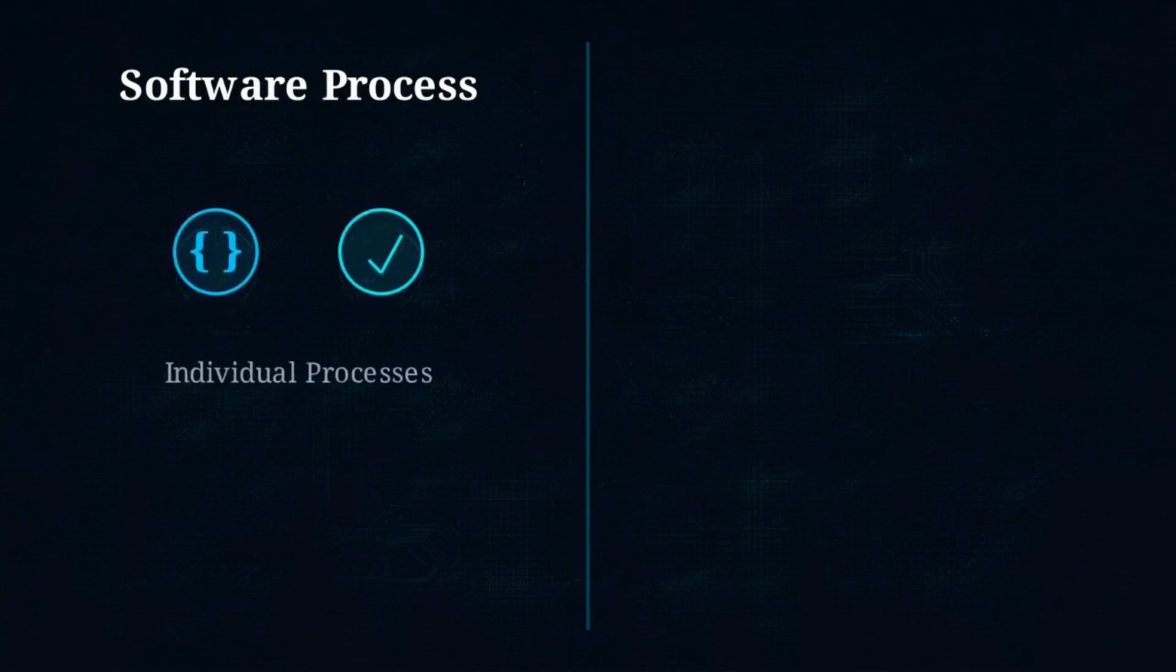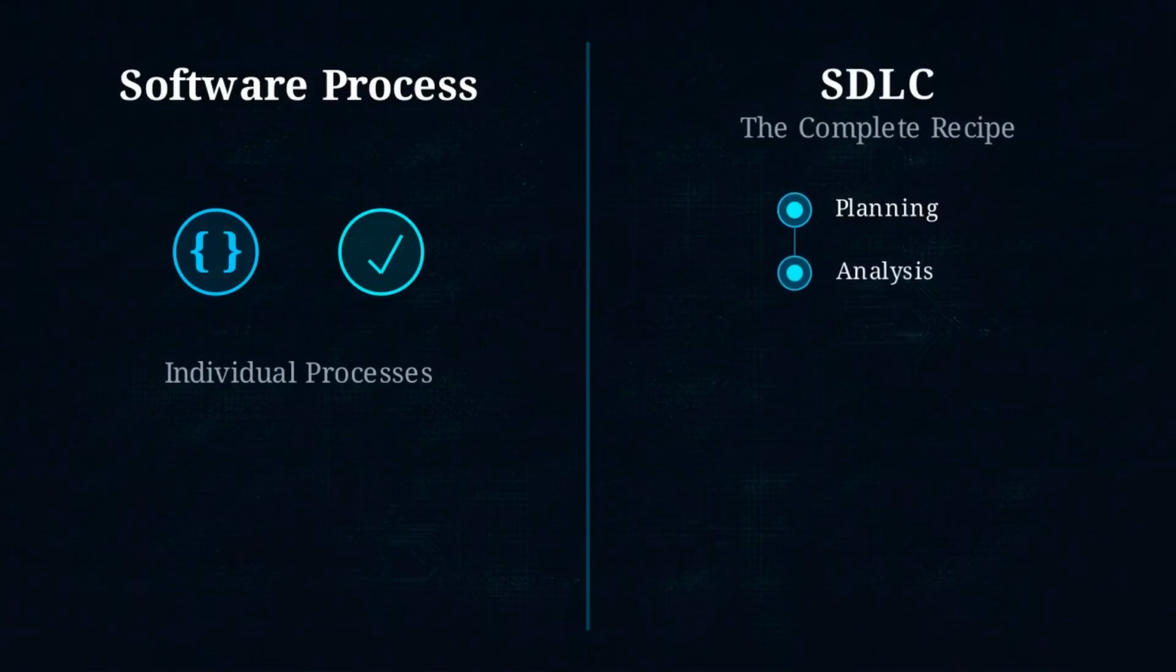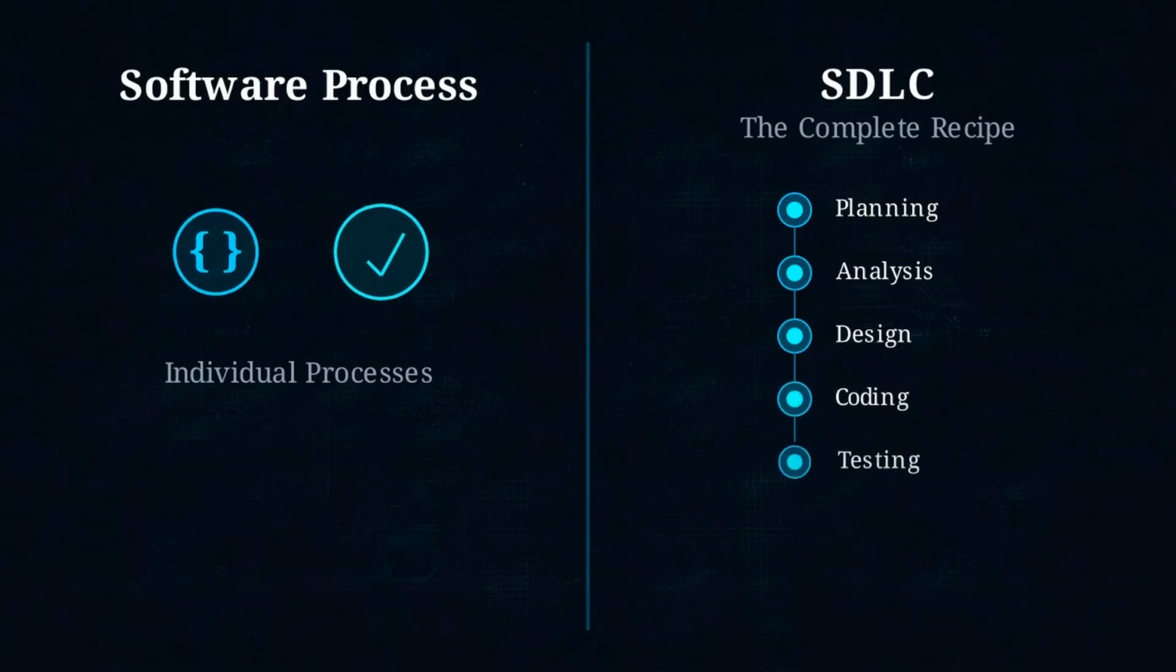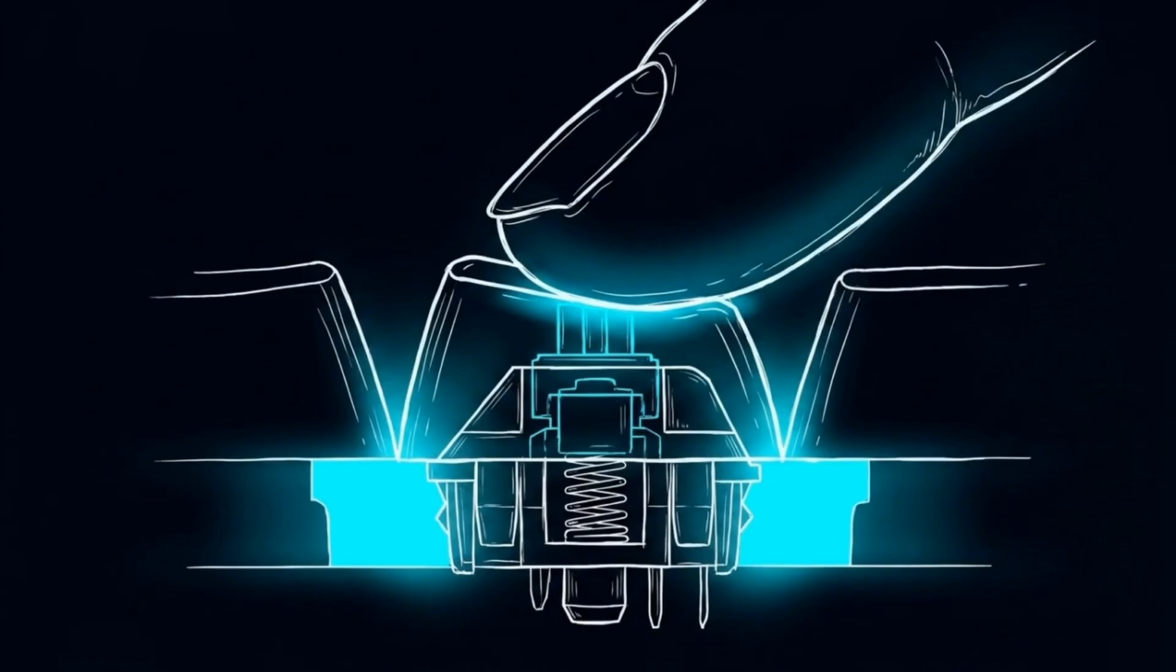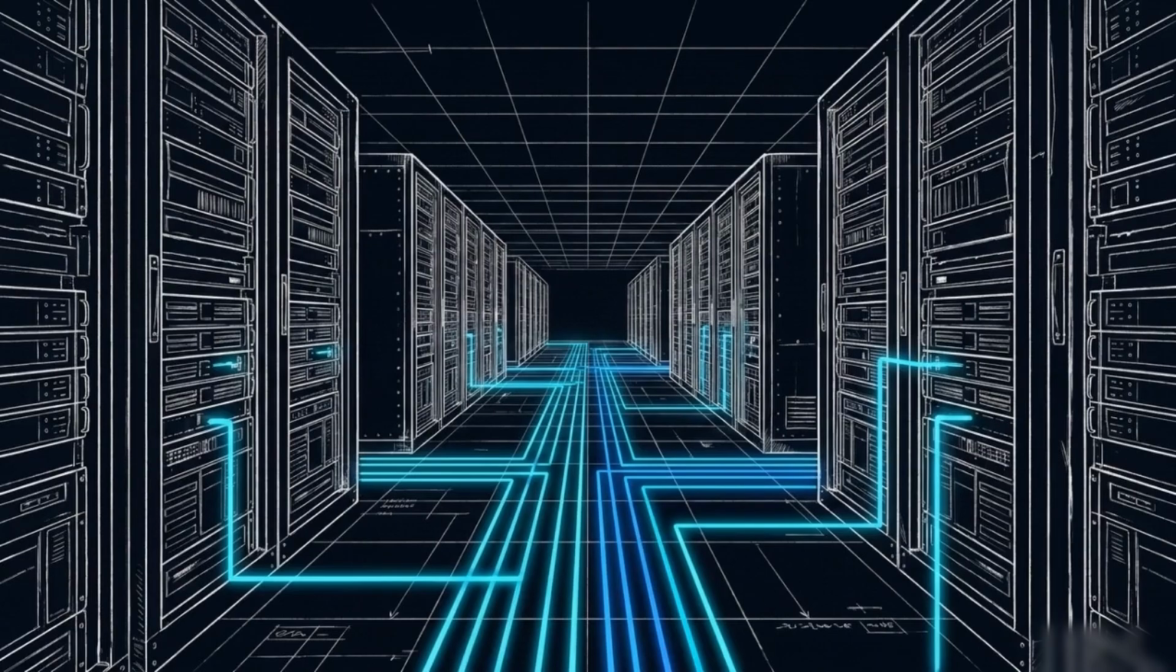Think about cooking a meal. Washing and cutting vegetables are isolated activities. In software, these are your individual processes, like writing a specific function or running a test. The SDLC is the complete recipe that dictates exactly when and how each of those activities should happen. Writing code is a single task. Software engineering is the systematic management of the master sequence that orchestrates the entire build.